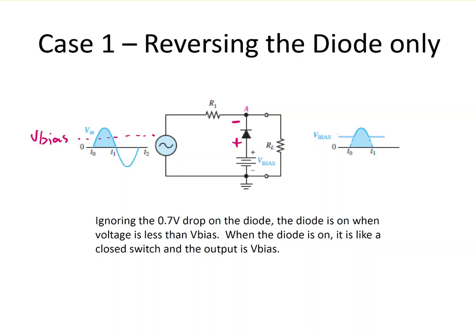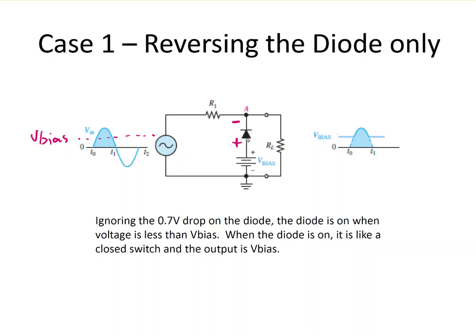And we know that because of this polarity now, this diode will be forward biased if this supply voltage is below V bias. So if the supply voltage is below V bias, then this is going to forward bias this diode.